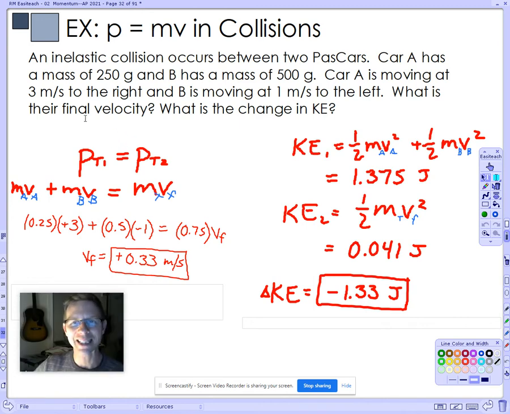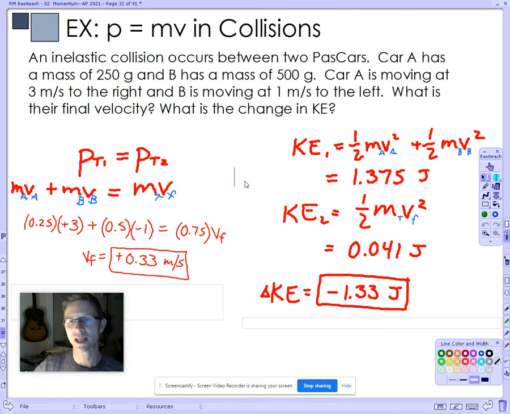This means they stick together. So again, P total 1 equals P total 2, but there's only one moving object after they stick together, they meld together. MT for total mass, VF for final velocity. There's only one object, it's the total mass, there's only one velocity. Let's call it the final. You can call it V2 if you want. Converting all of these to kilograms instead of grams. Plug, chug, solve, you get 0.33. Notice the negative. Notice that negative, that's going to the left.